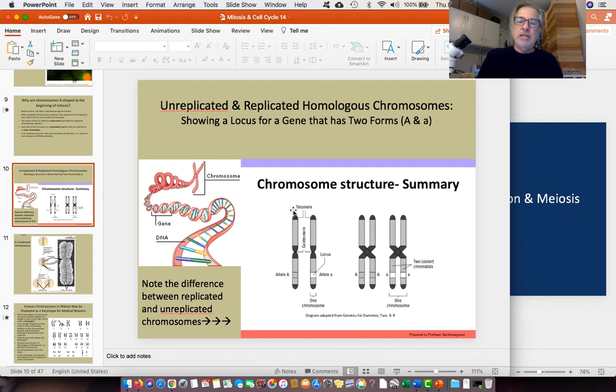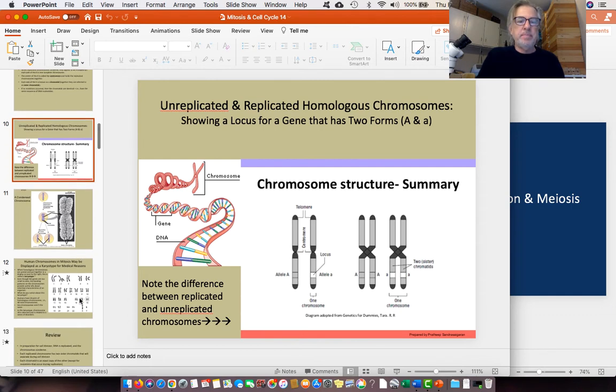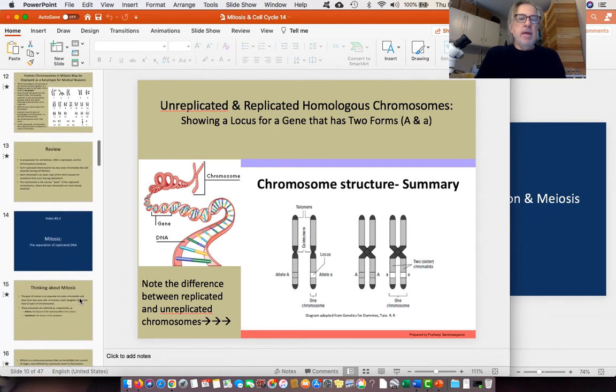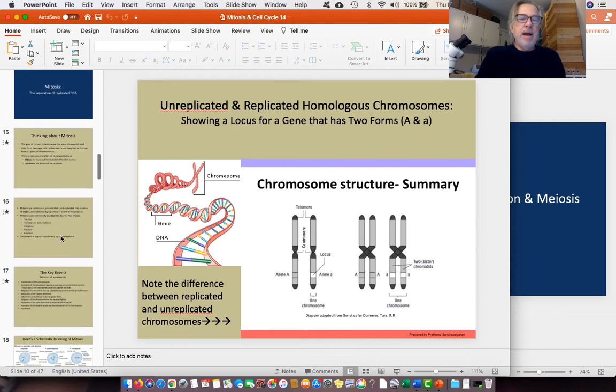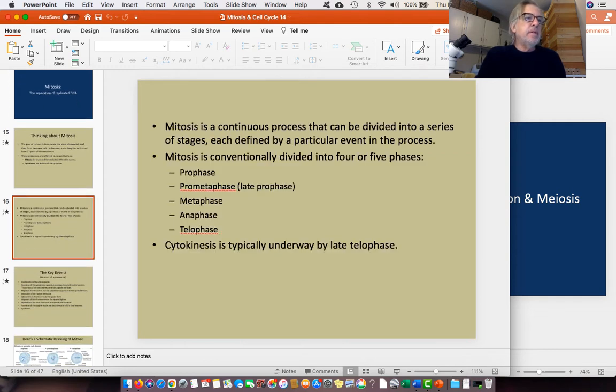Organisms that have two sets of chromosomes are called diploid. Organisms that have only one set of chromosomes are called haploid. Mitosis itself consists of a continuous process that occurs in 5 stages.